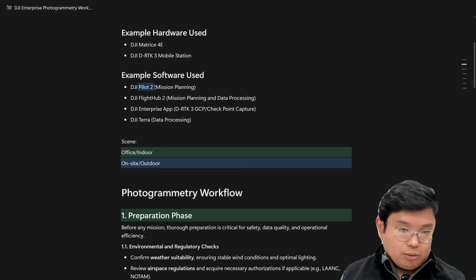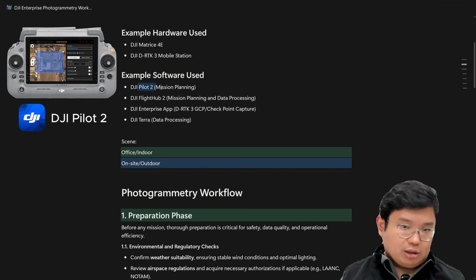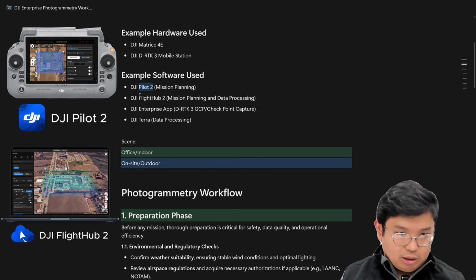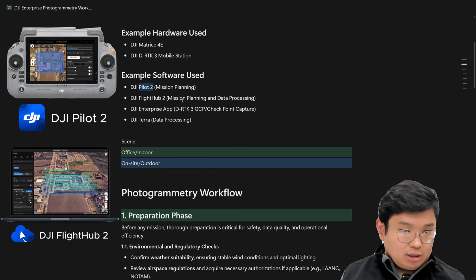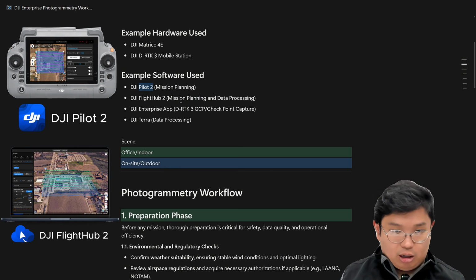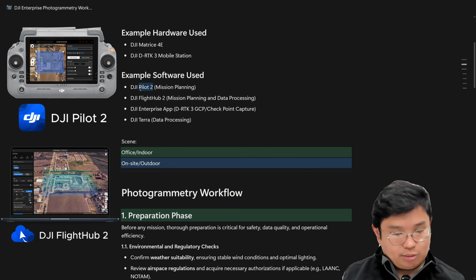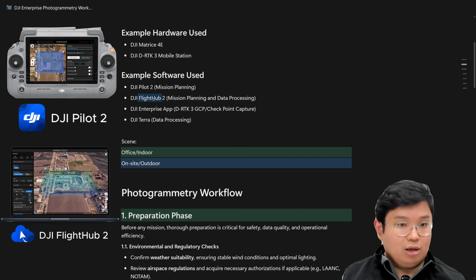On the software end, we're using the Pilot 2 application for the mission planning. And we were also using the FlightHub 2 software for mission planning. You can choose to use FlightHub 2 or Pilot 2. I will go through these two software in the video, just so you have a preference. So one is built into the remote controller, you do the mission planning on the remote controller. The other one is web-based, so you do the mission planning on a web browser.